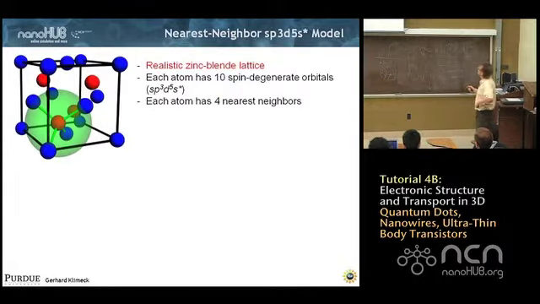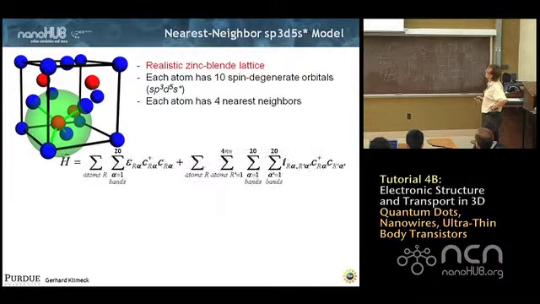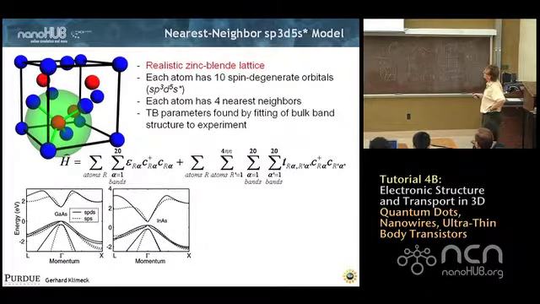The model is called tight binding, and here's a zinc blende crystal that shows you the 4 nearest neighbors. The 4 nearest neighbors are connected with little matrices that connect the s, p, and d orbitals on one atom to the equivalent orbitals on the other atom. You can write it down in a form like that, where you have on-site matrix elements and coupling matrix elements. And automatically you get these complex-looking dispersion curves.